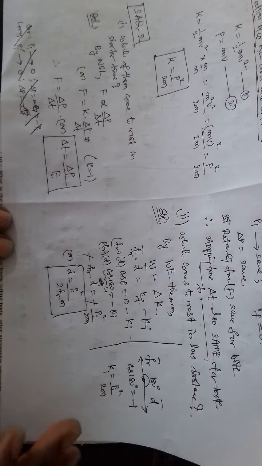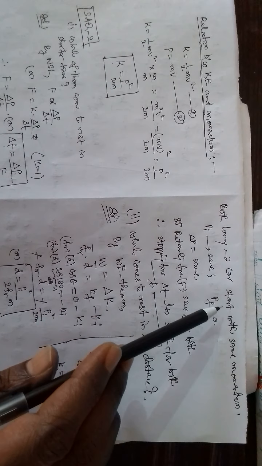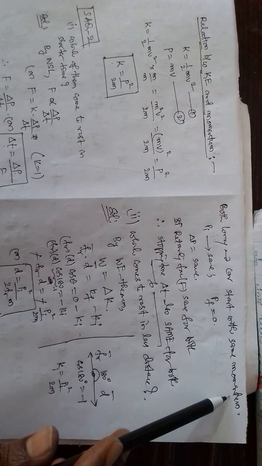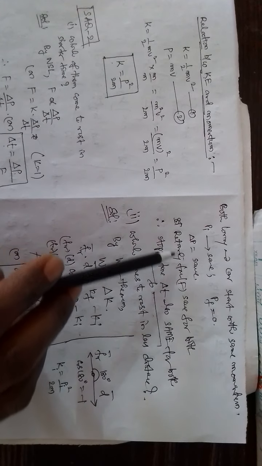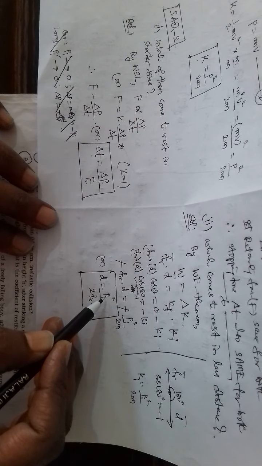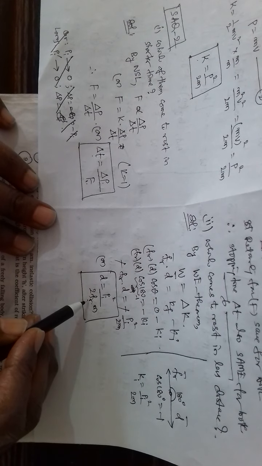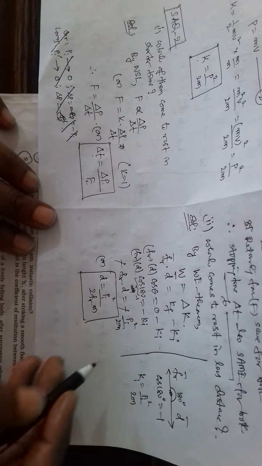Now again, both lorry and car start with the same momentum. Retarding force is the same for both. They both have the same momentum, and on both the retarding force is the same. 2 is a constant.